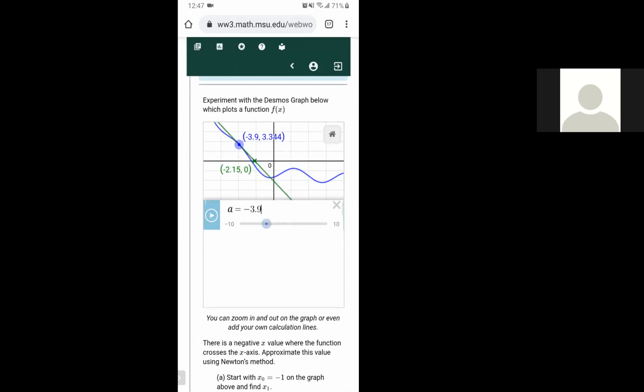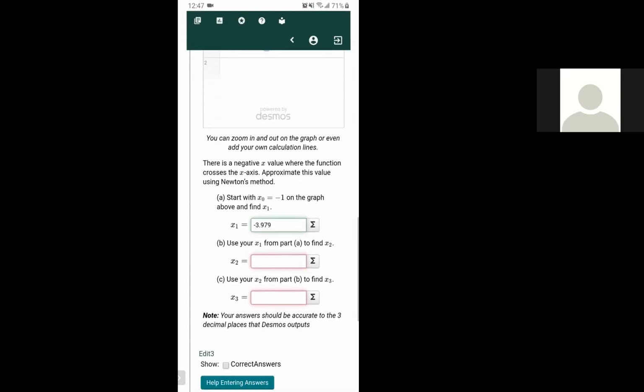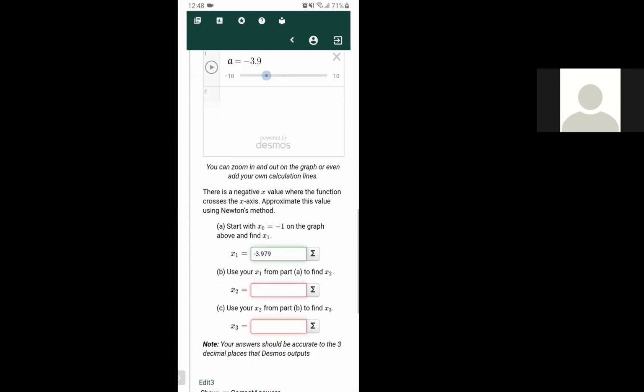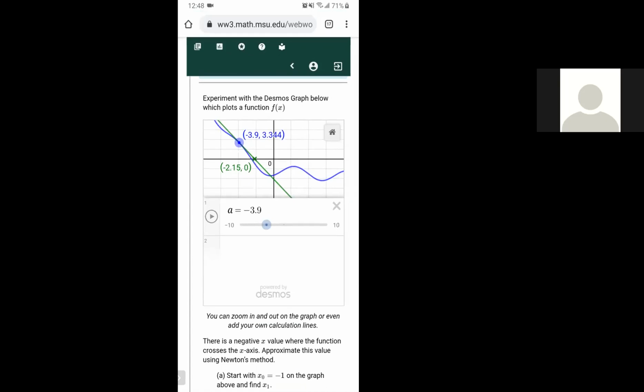My keyboard is not showing up, but I think you can type in here. So just click A here, and then to find the next point, you need to replace A by -3.979, and that gives you the green tangent line, and then you find the next point on the x-axis. Is it okay? I also have Mike here.